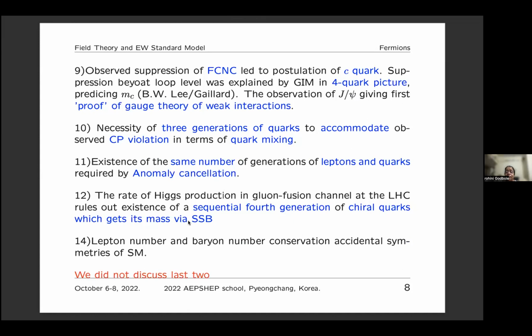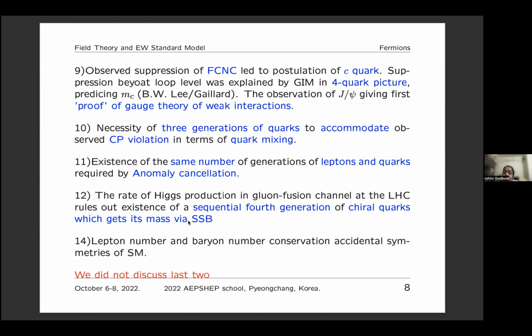Then in the last part of the lecture, we covered a bit in a rushed manner that the observed suppression of the FCNC led to the postulation of the charm quark, and the suppression beyond the loop level was explained by Glashow, Iliopoulos, and Maiani in the 4 quark picture, and the charm mass was predicted. I would like to point out that one of the authors of the epochal paper which predicted the mass of the charm quark was a very famous Korean physicist, Benjamin Lee, along with Mary K. Gaillard. And the observation of the J/psi then gave us the proof of the gauge theory of weak interactions.